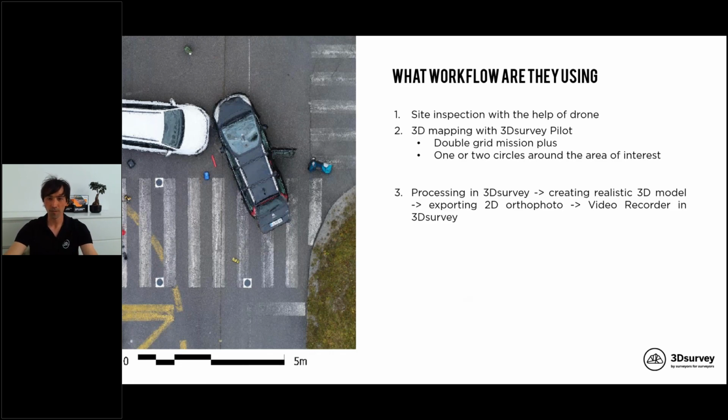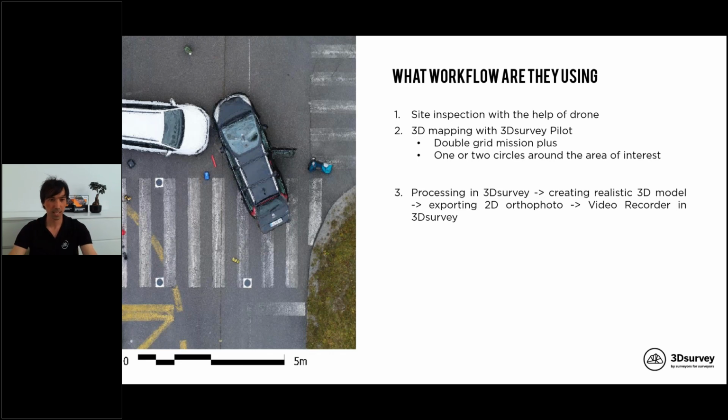When I asked them what kind of workflow they are currently using with photogrammetry and 3D survey, they described it to me. First, they do a site inspection with the help of a drone. Already the real-time video helps them inspect what's happening in the field. Then the second point is they do 3D mapping with a 3D survey pilot. As you probably already know, we also have an Android and iOS platform for mission planning for most DJI drones. We taught them how to use it, and they usually do a double grid mission plus one or two circles around the area of interest, because this gives you the nicest and most accurate 3D model, and after it you can extract any 2D or 3D information you like.